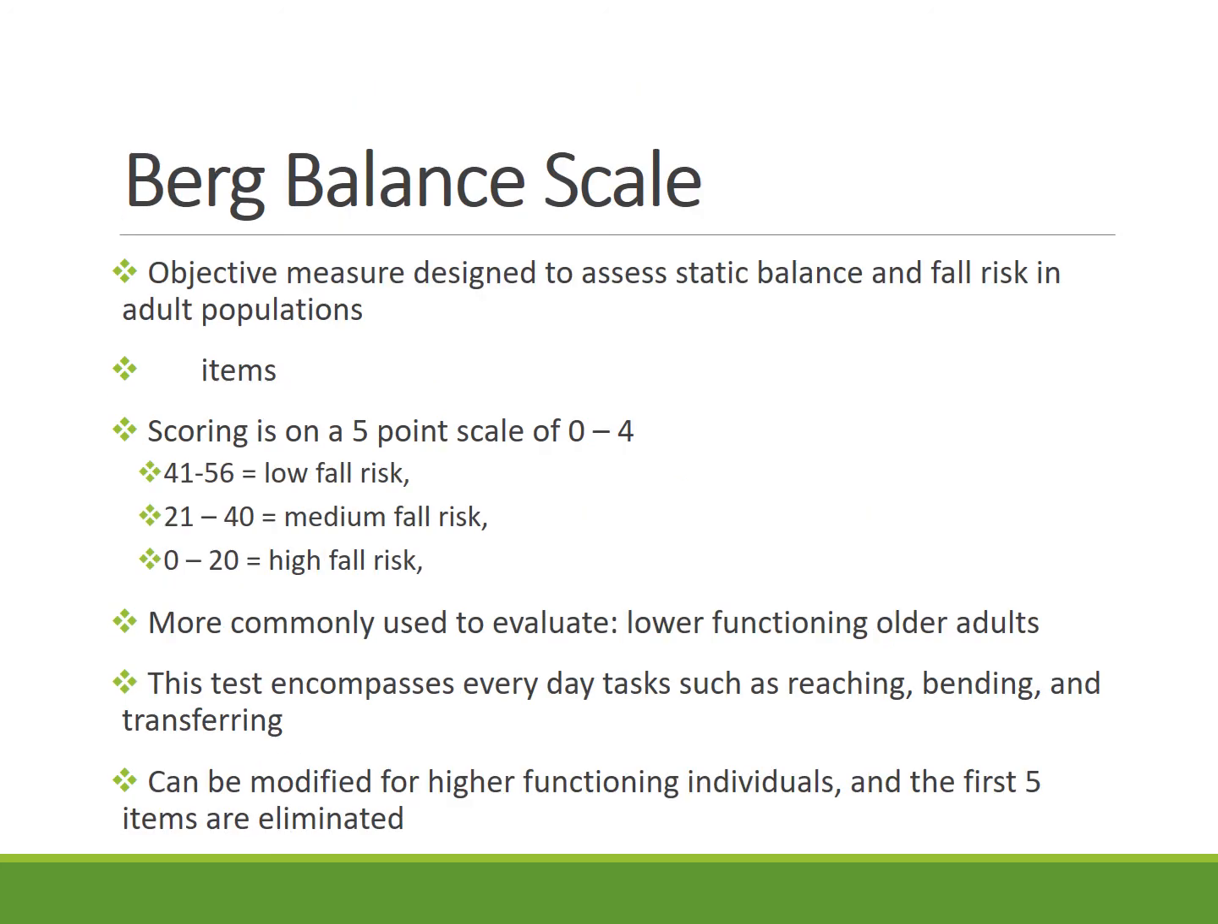Okay, coming into the home stretch, there's the Berg Balance Scale, and the objective is to measure static balance and fall risk in the adult population. So there's 14 items. It's scored on a 5-point scale of 0 to 4, where higher scores indicate lower fall risk. More commonly used to evaluate lower functioning adults. The test does encompass everyday activities such as reaching, bending, and transferring, and it can be modified for higher functioning individuals, but you just eliminate the first 5 items.